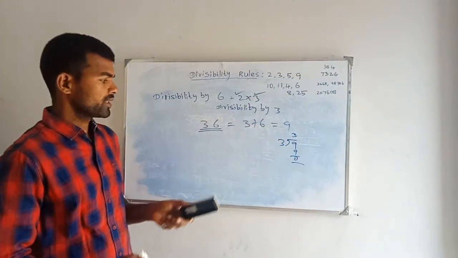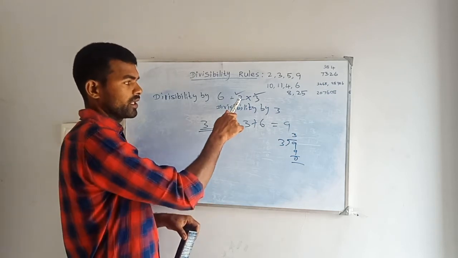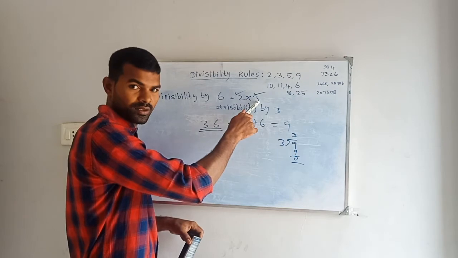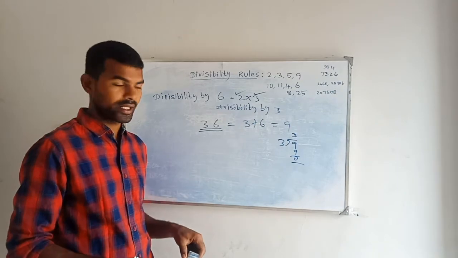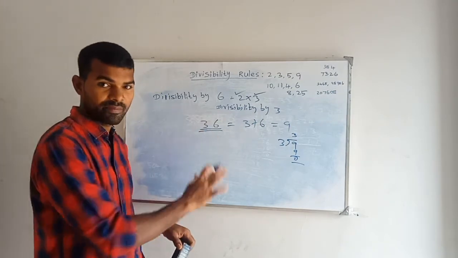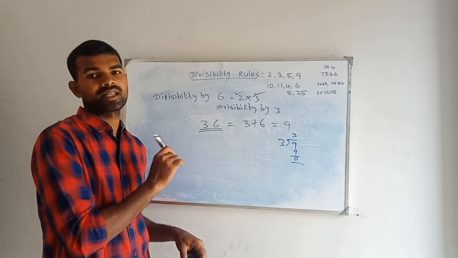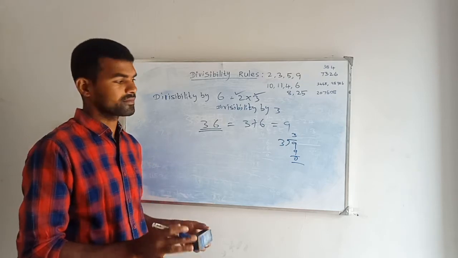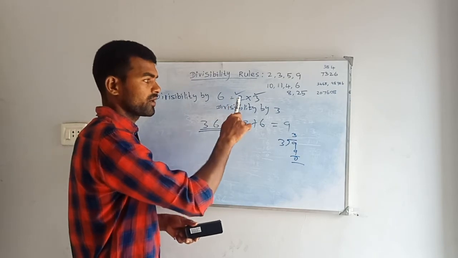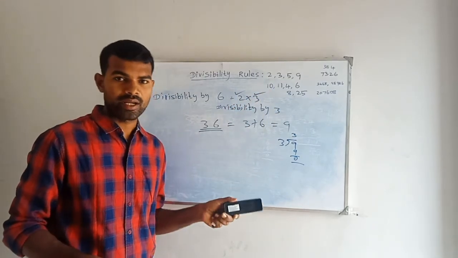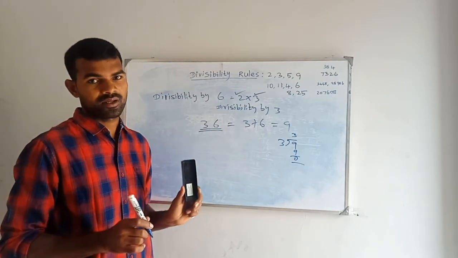So the number 36 satisfies the two rules correctly. You can divide by 2 also, you can divide by 3 also. Since we can divide by 2 and 3, the full number can be divided by 6. If you can divide by 2 but cannot divide by 3, then that number you cannot divide by 6. Like that you can understand.